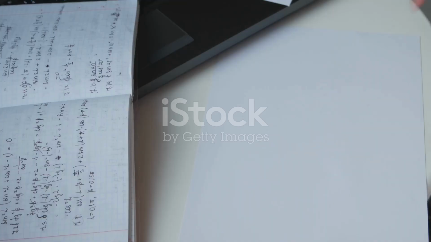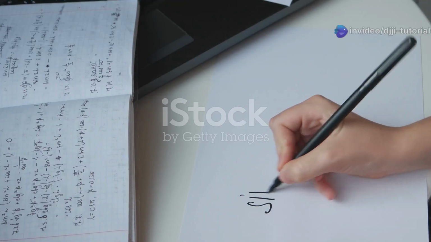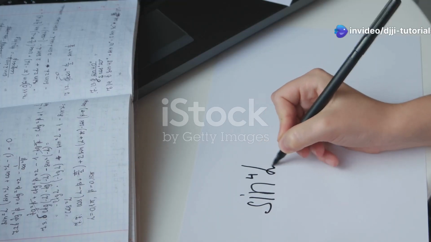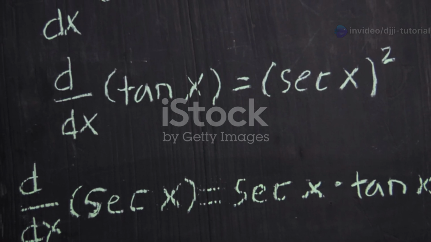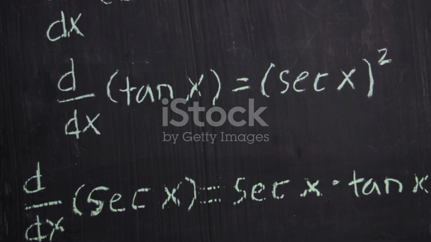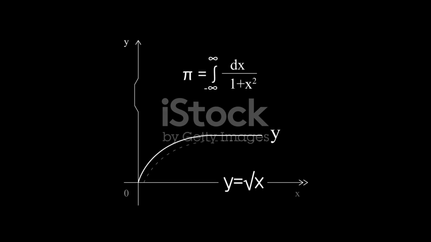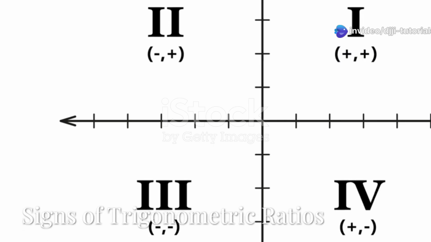In summary, cosecant of theta equals 1 over sine of theta, which is the hypotenuse over the opposite side. Secant of theta equals 1 over cosine of theta, which is the hypotenuse over the adjacent side. Cotangent of theta equals 1 over tangent of theta, which is the adjacent side over the opposite side.